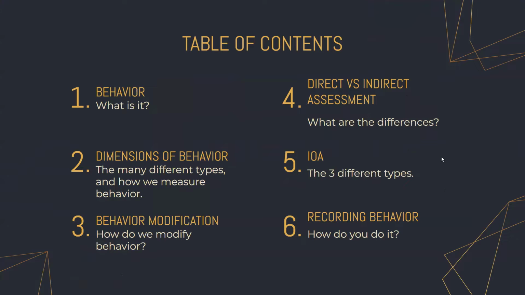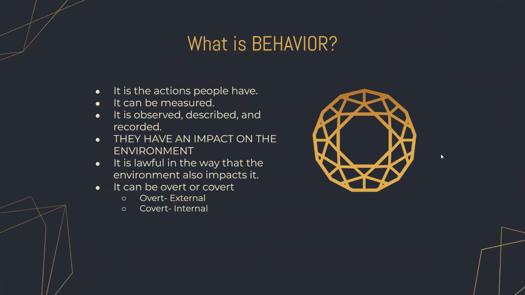Six main things to consider. So, what is behavior? Well, there are some things that behavior can be defined as. It is the actions that people have, it can be measured, it is observed, described, and recorded, and it has an impact on the environment. And as a two-way street, the environment also impacts the behavior as well.